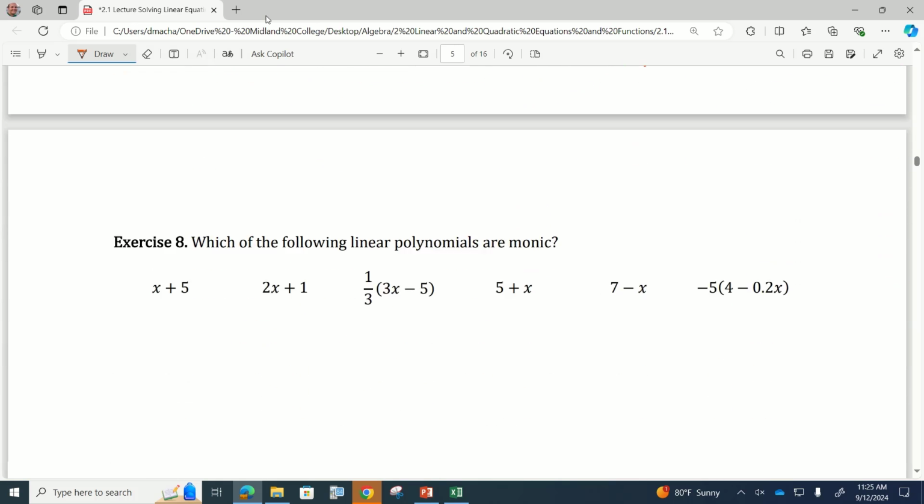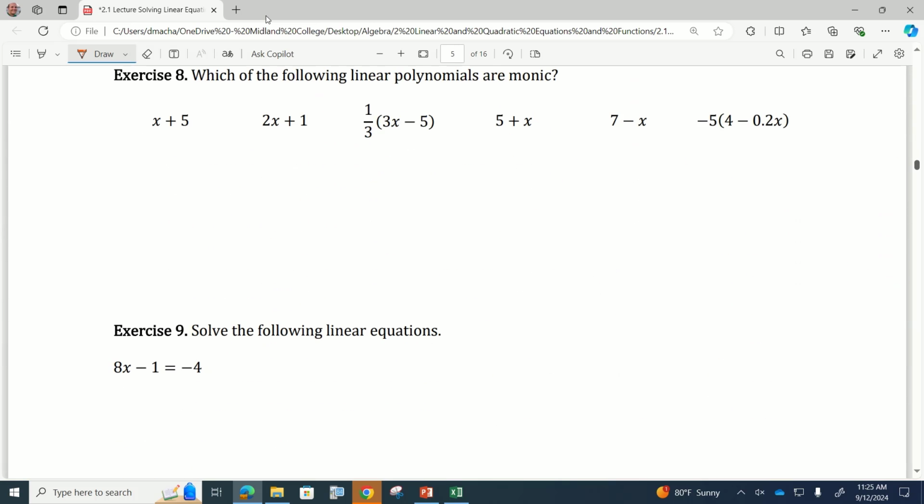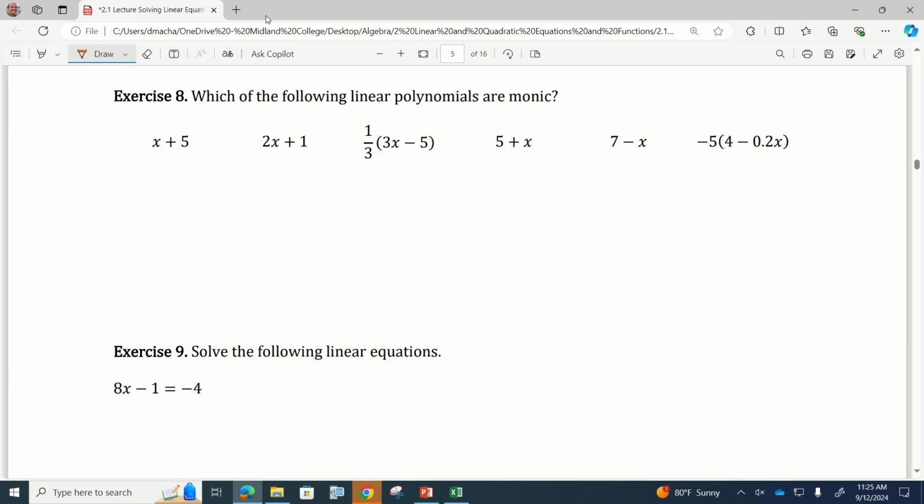So you might see that in an example. Which of these linear polynomials, there's 6 linear polynomials here, which of them are monic? Is this guy monic? Yes. Yep, because the leading coefficient is 1. What about that one? No, because the leading coefficient is 2. What about this one? Yes, because that is the same thing as x minus 5/3, which is monic.